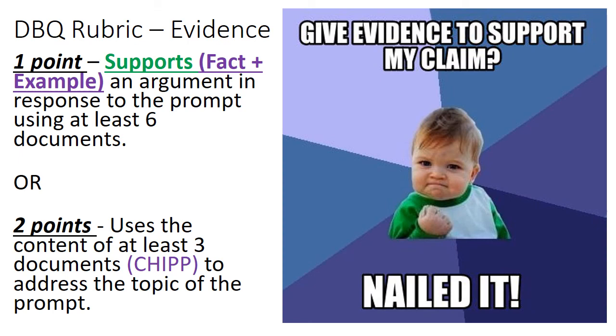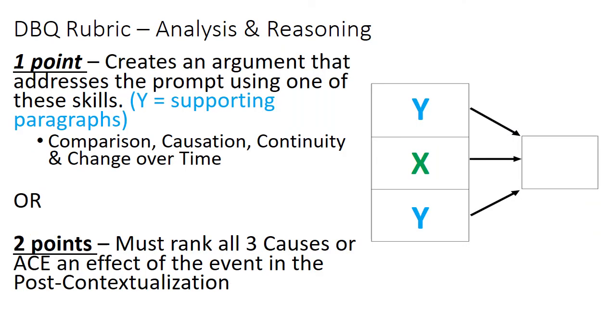The evidence points in a DBQ are a little different than the LEQ. You get 1 point for using at least 6 documents. You get 2 points if you use at least 6 documents, and then you chip at least 3 documents, doing a document analysis. The analysis and reasoning points are the same in the DBQ as they were in the LEQ. The first point, you're creating an argument addressing the prompt. That should be an easy one to get. You get 2 points if you do one of 2 things. You either rank all 3 causes or create a good effect in the post-contextualization. That's your complexity point. It's a 7-point rubric.